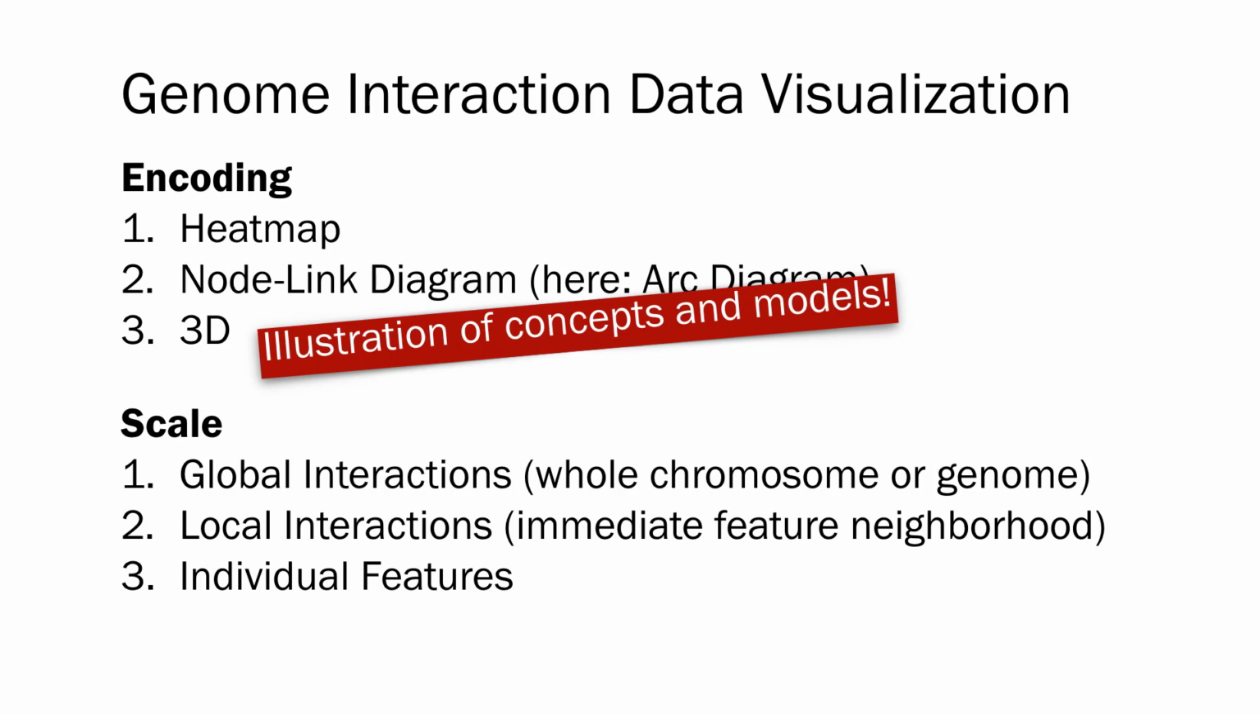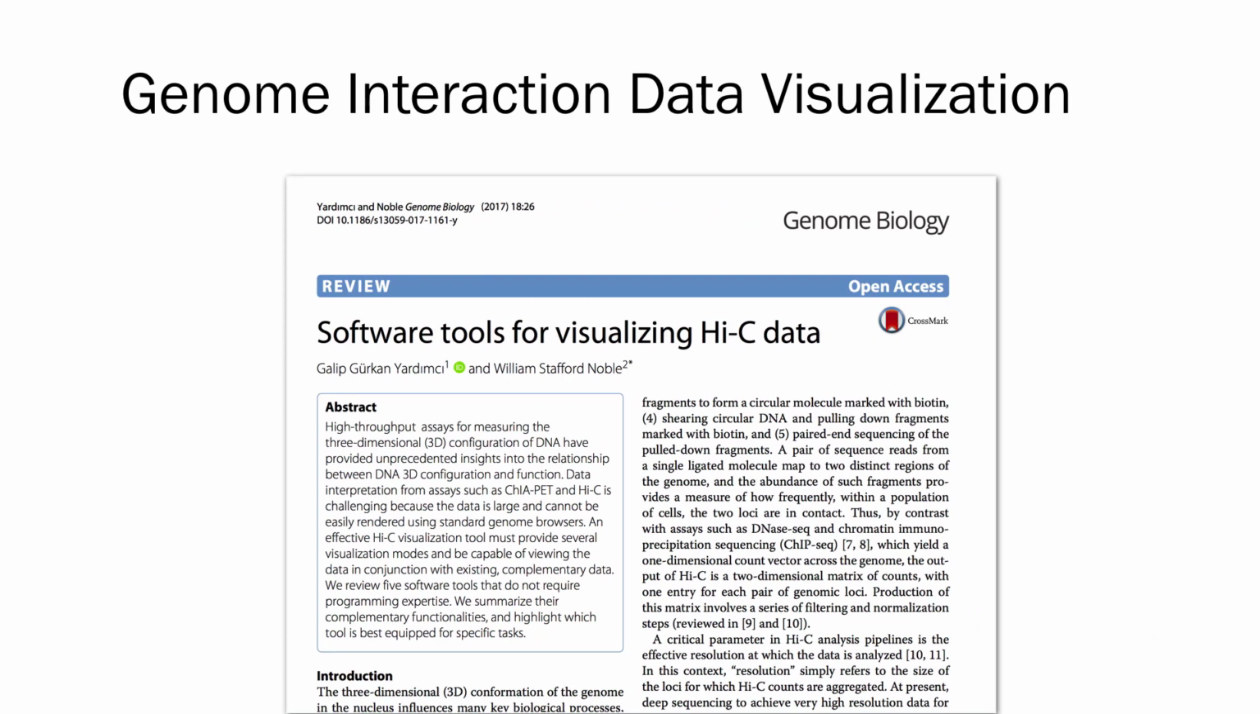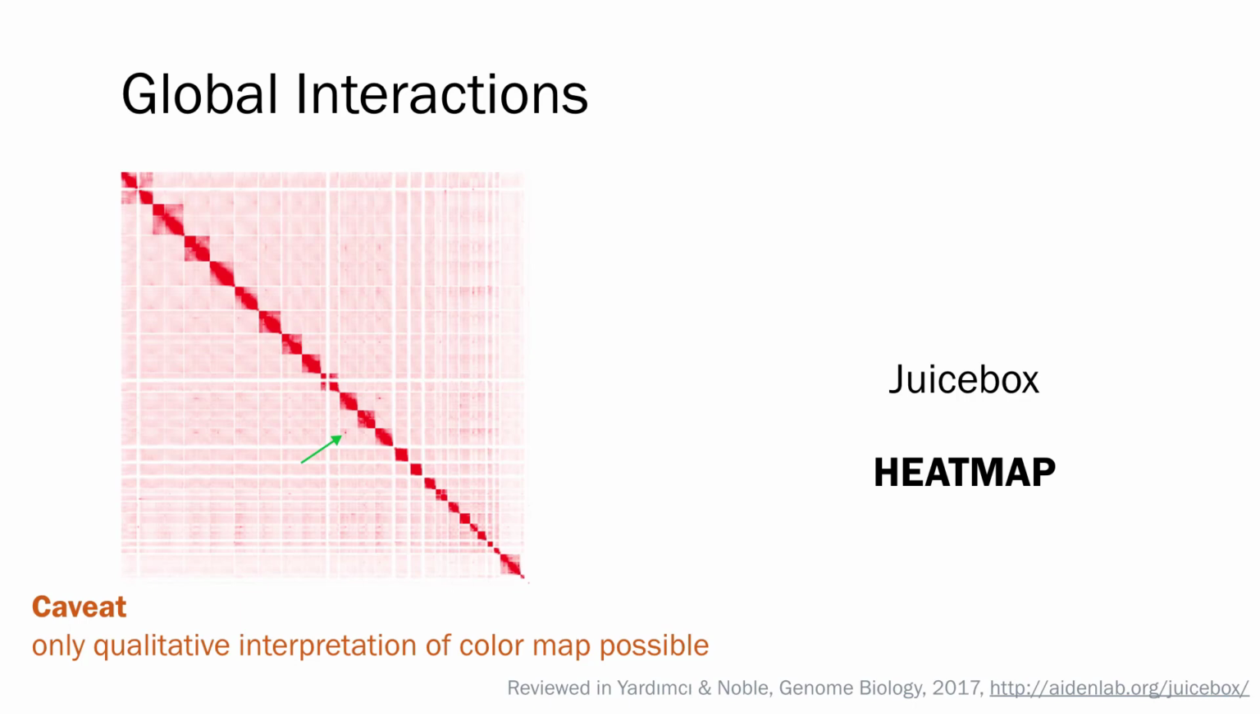Scale, as I talked about before: global interactions, local interactions, and then we might want to see individual features. All right, so there was a great review a couple of years ago, I think in 2017, by Bill Noble and one of the students. They reviewed visualization tools for the software, and I'm just going to quickly show you some examples of visualizations that they described. So this tool is called JuiceBox.